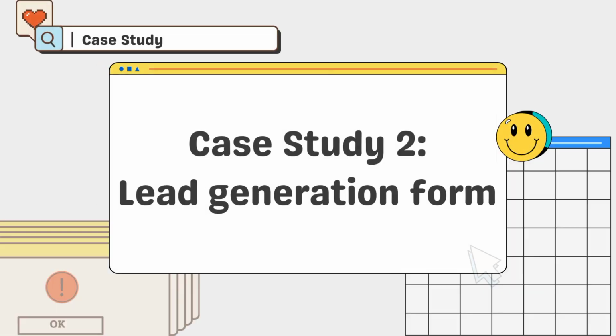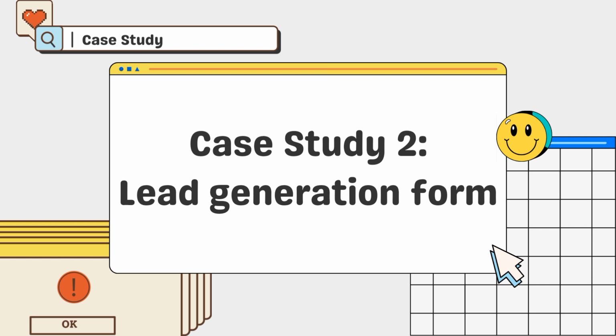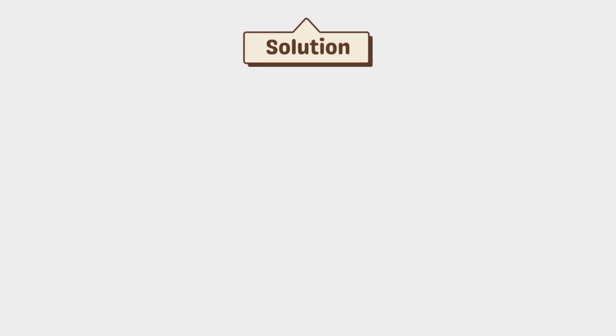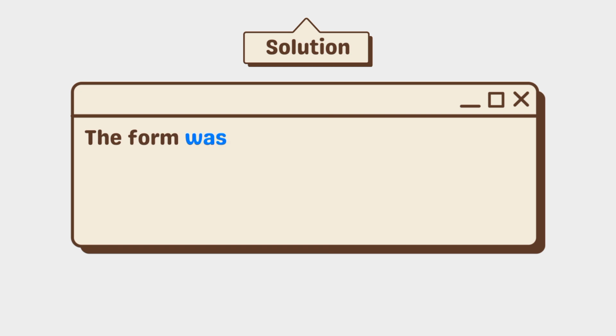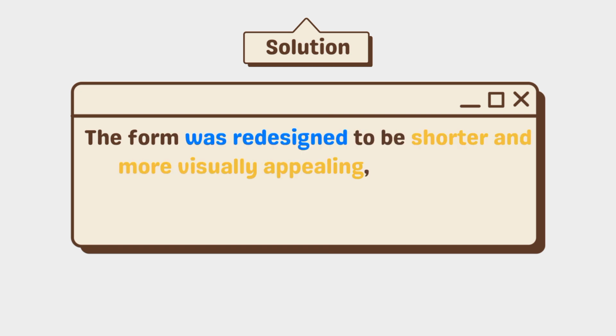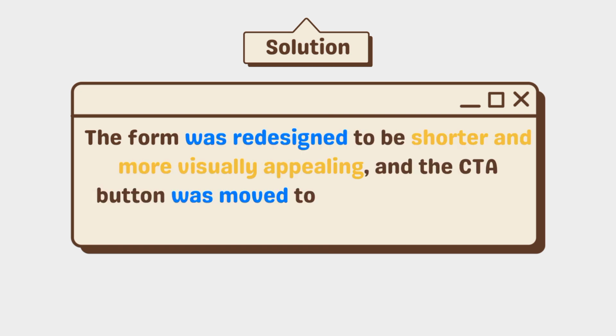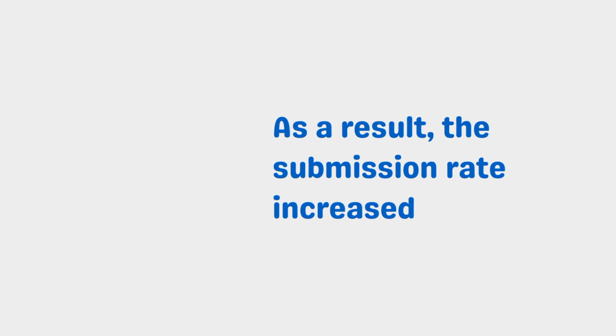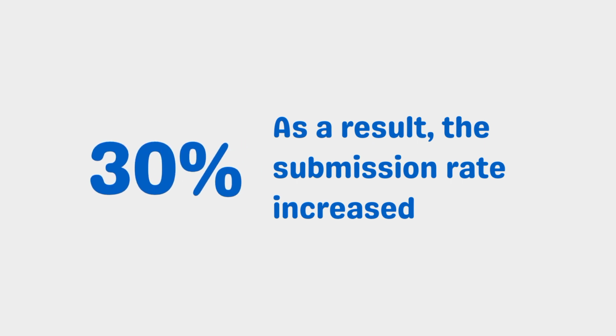The second case study is a lead generation form. The problem is, a lead generation form was not getting many submissions despite having a clear CTA button. For this problem, the solution is the form was redesigned to be shorter and more visually appealing, and the CTA button was moved to the top of the form to be more prominent. Additionally, social proof was added in the form of customer testimonials. As a result, the submission rate increased by 30%.